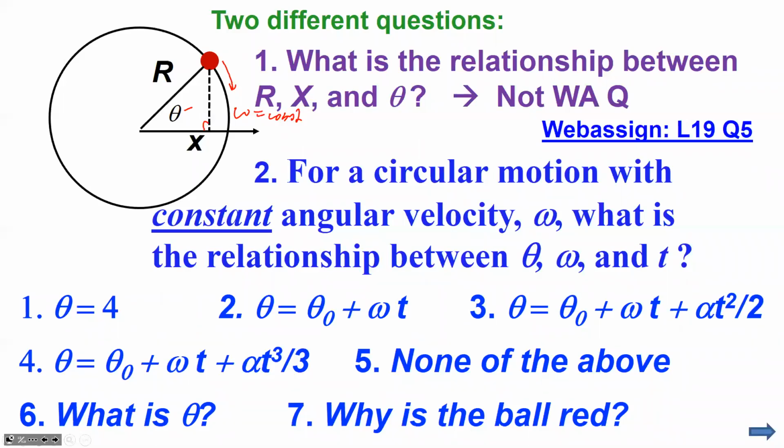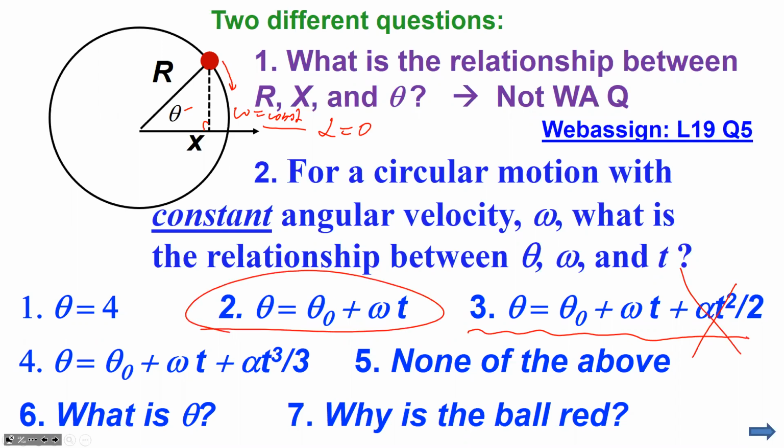All right, and on WebAssign, what do we have on WebAssign? This is question number 5. We actually have a 50-50 distribution between 2 and 3. The keyword is constant. So alpha is equal to 0. Technically, you could have used this equation, but because this term is 0, the right answer is this.